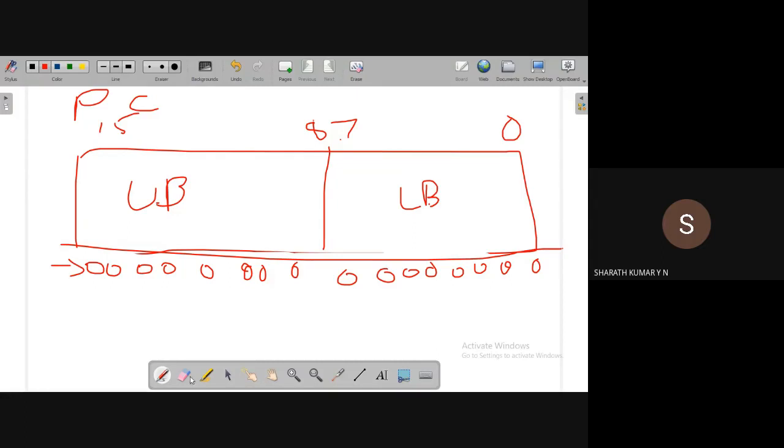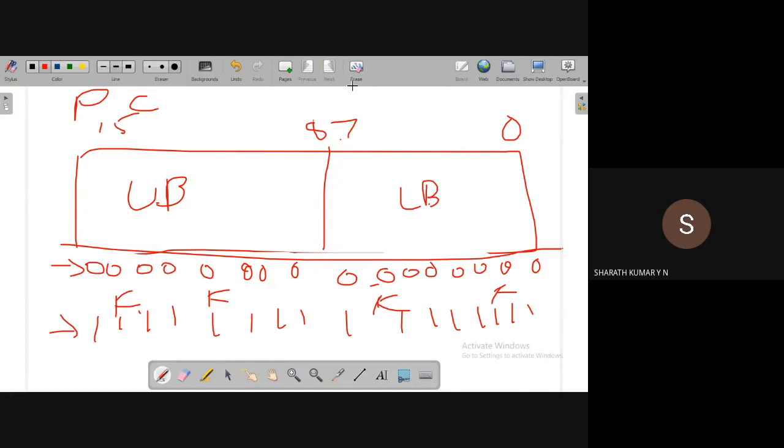This will represent the first location. Similarly, the last location is 1111 and 1111, that is, FF for each byte. The first is at address 0000.